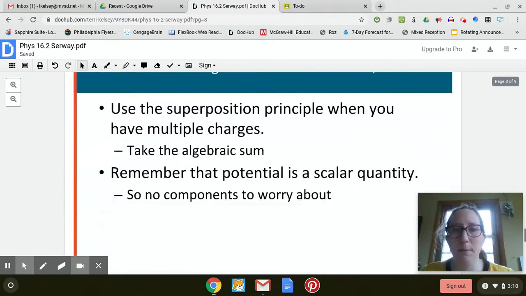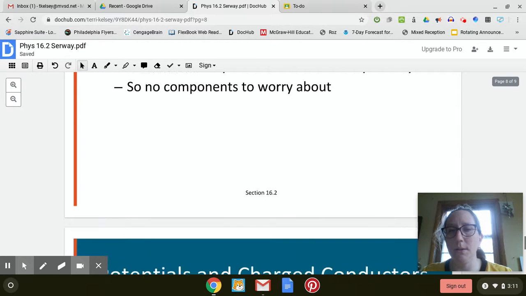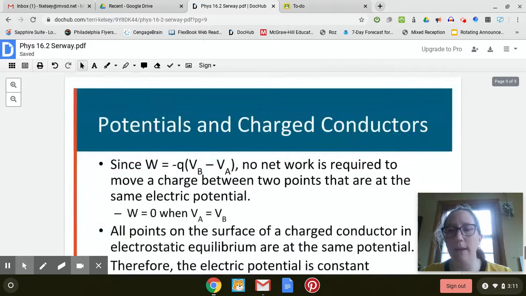Okay, use the superposition rule. When you have multiple charges, you're taking the algebraic sum. So again, if you keep the sign of the charge, it will all work itself out. Potential is a scalar quantity. Yay! No more vectors. So you don't have to break it into its components. You just add each one at that point.